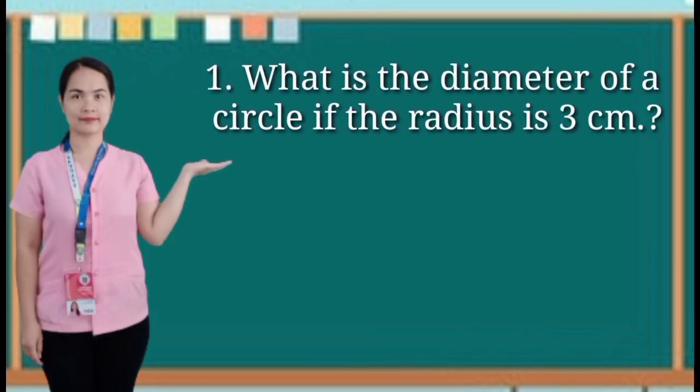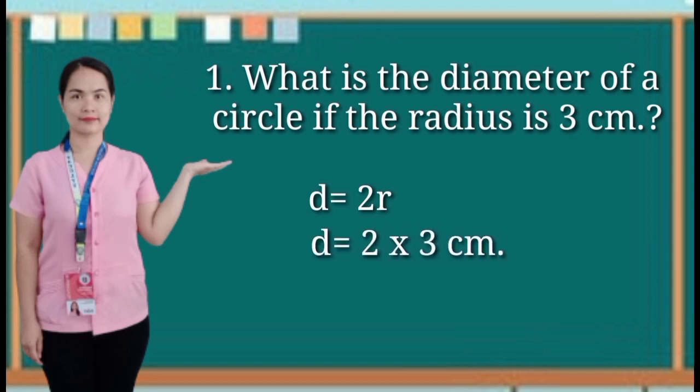Let us answer this activity. What is the diameter of a circle if the radius is 3 centimeters? So we are looking for, very good, diameter. And the formula in finding the diameter is, correct, d is equals to 2r. So let's substitute, d is equals to 2 times, what is our radius? Very good, 3 centimeters. So 2 times 3 is equals to, correct, d is equals to 6 centimeters.